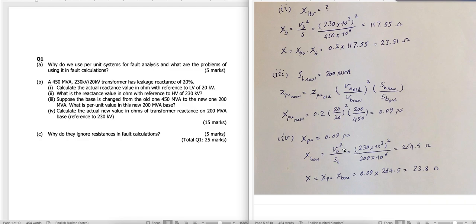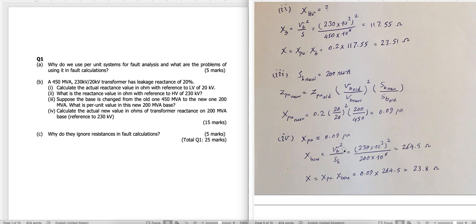Some students use the old per unit here. So you need to use the new one, 0.09, and the new base impedance, this new base you got here.